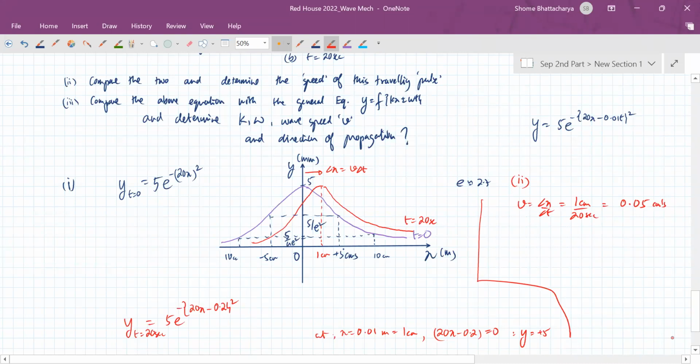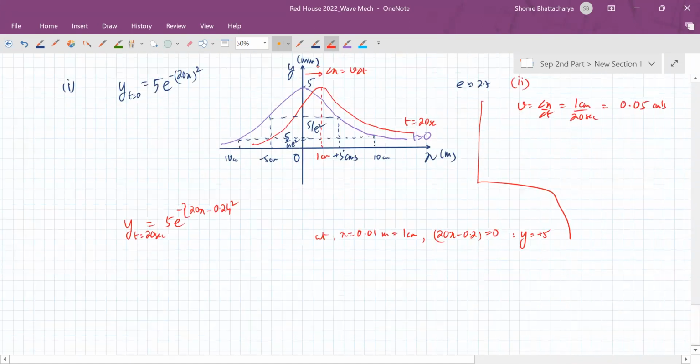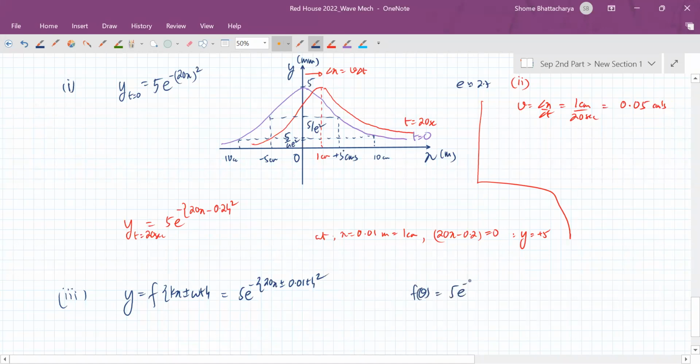Okay, now at the third question, you can also understand this by comparison with a standard equation. The general equation of a traveling wave is a function with an argument of the type kx plus or minus omega t. So in this case it is 5 e raised to the power minus of (20x plus or minus 0.01 t) whole square. You can see that the function is basically this, and the argument of the function is basically this.